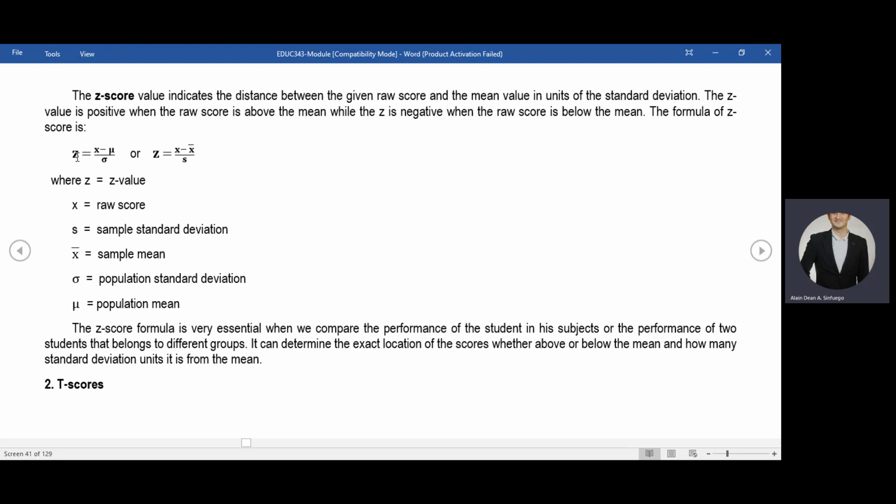Z is equal to X minus mu all over sigma for the population. For the sample, we have Z is equal to X minus X bar all over S. Okay?